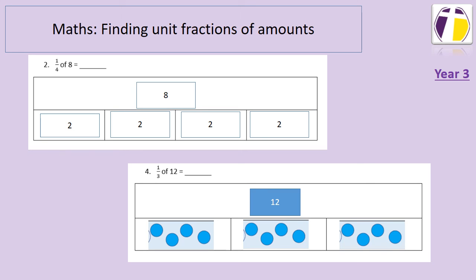So in this situation, we were looking for 1/3 of 12. So if I have a look at one of my sections, I know that the answer is 4. So 1/3 of 12 is 4. If I want to find 2/3, I would just count up 2 of those sections and add 4 and 4 together.